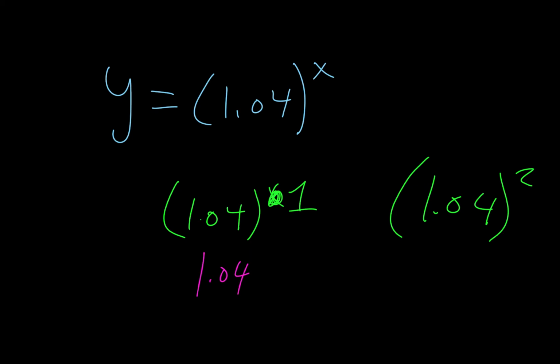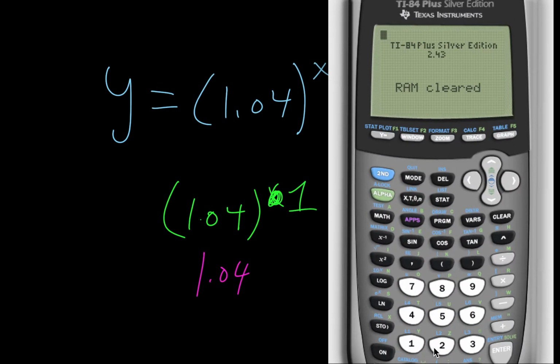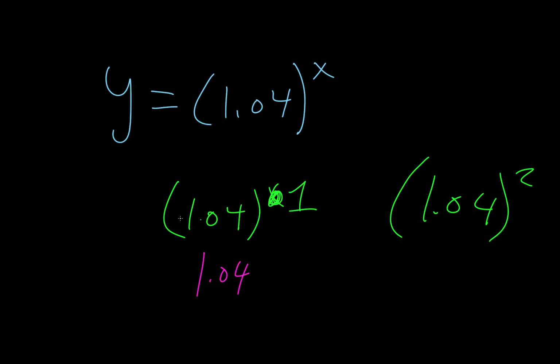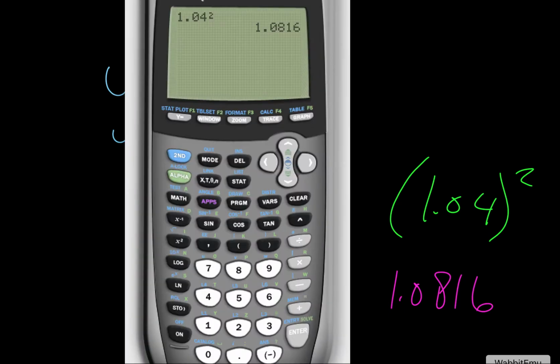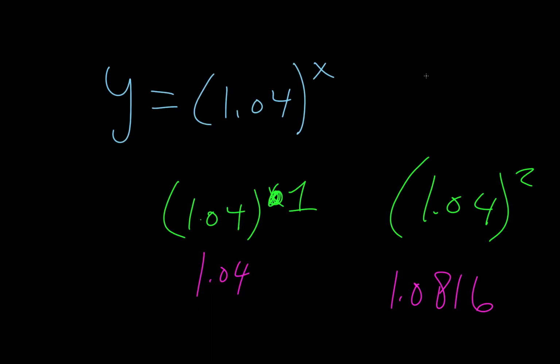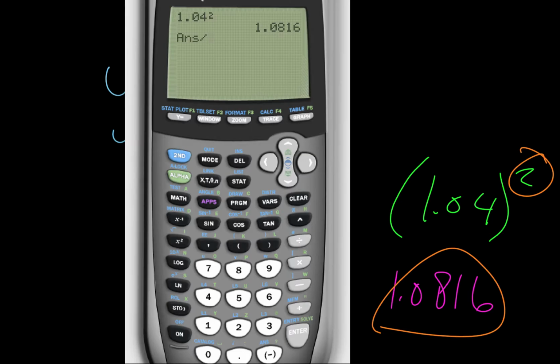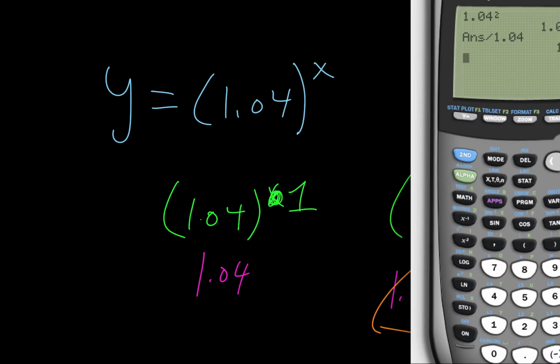And 1.04 squared, we get 1.0816. Now all you have to do to find the percent rate of change is take the one that we plugged a 2 in for, this answer, and divide it by this answer. So I go back to the calculator, take that one, divide it by 1.04. We end up with 1.04 again.